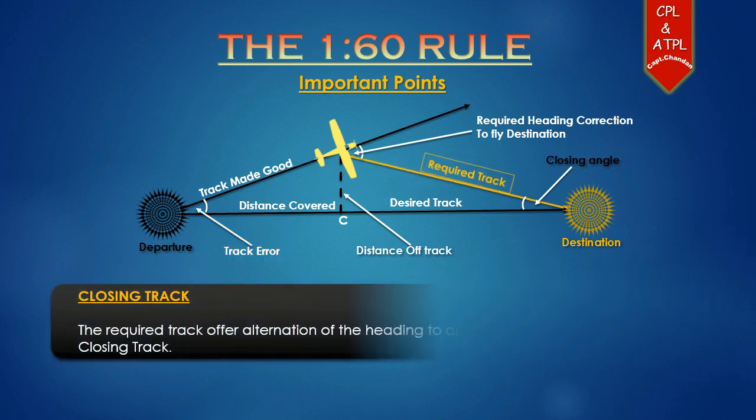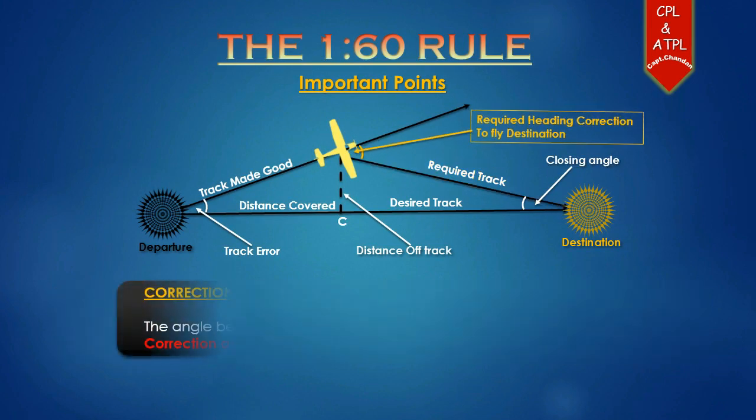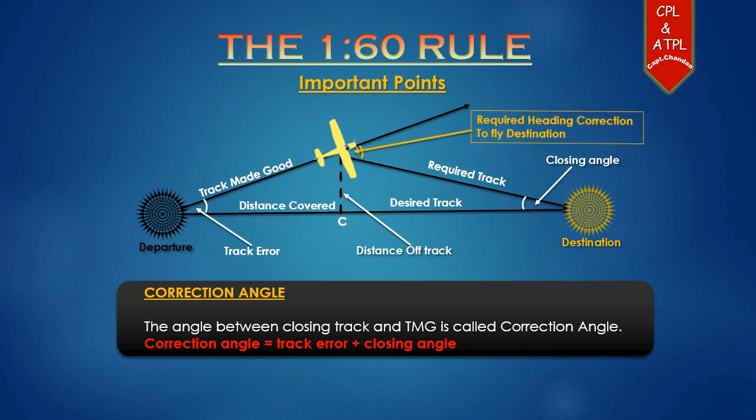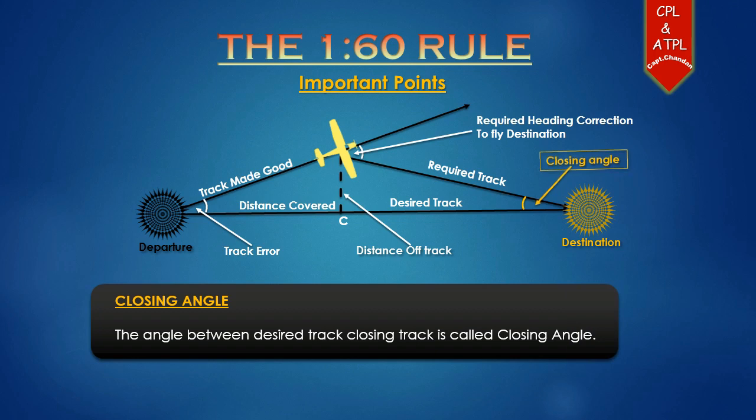Closing track. The required track after alteration of heading to approach the waypoint is called closing track. Correction angle. The angle between closing track and track made good is called correction angle. Correction angle equals track error plus closing angle. Closing angle. The angle between desired track and closing track is called closing angle.